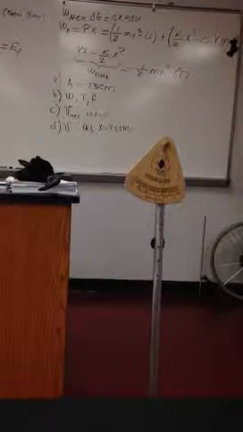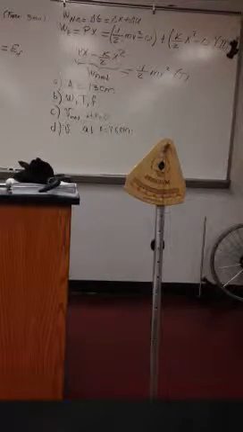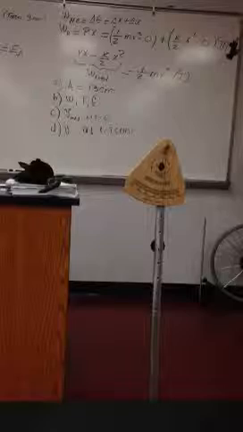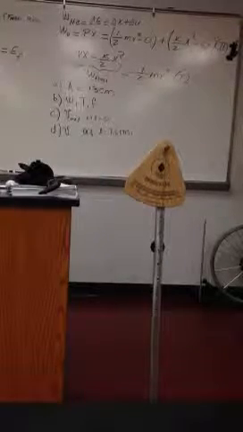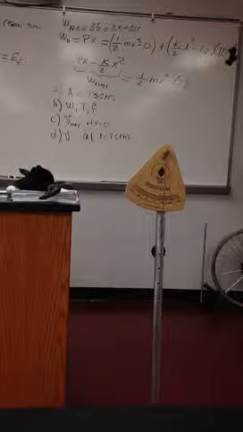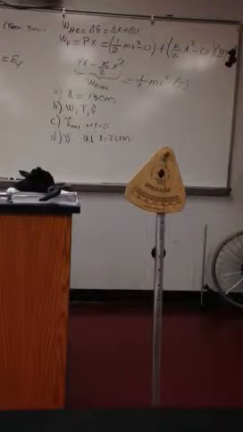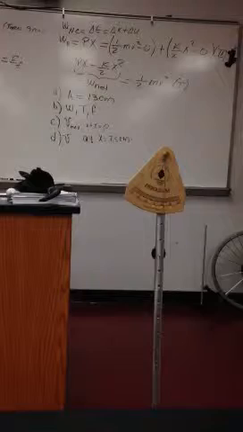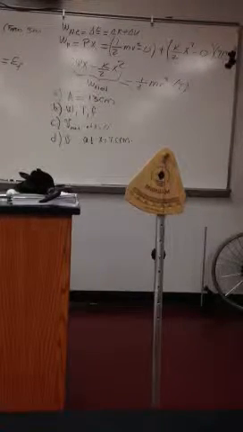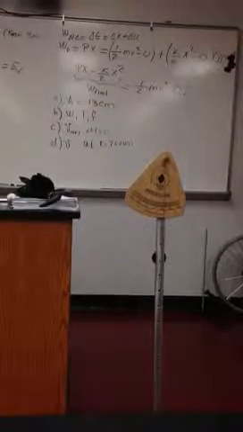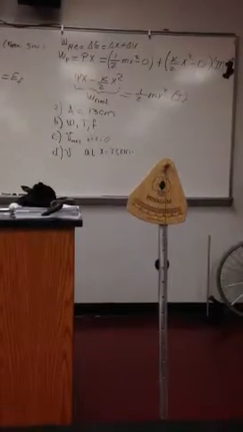Omega is 2 pi over T, or 2 pi f. Omega is 2 pi f, or 2 pi over the period. Good. Can you find the period? Yes. 2 pi times the square root of m over k. Good. If I double the mass, will the period be longer or shorter?